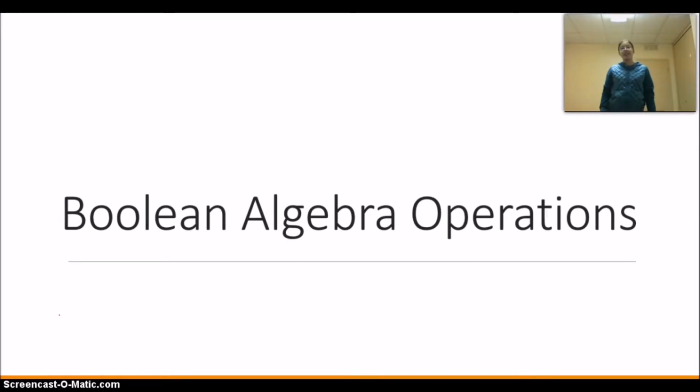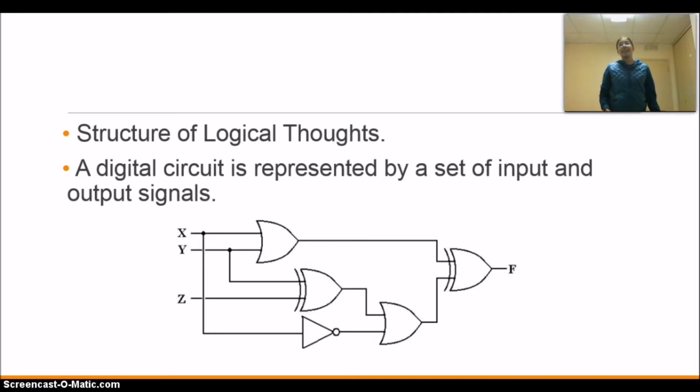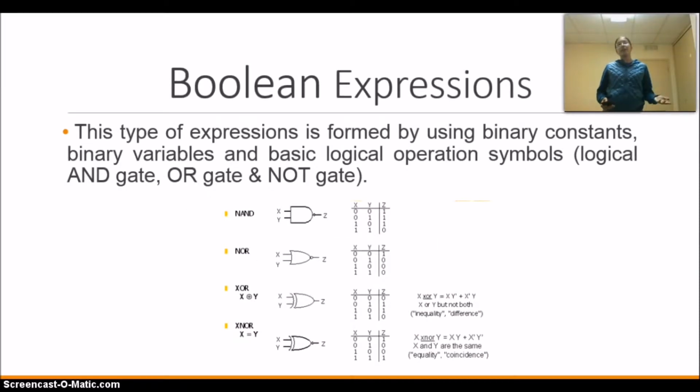Hi, my name is Erika Rosales, and I'm going to explain Boolean algebra operations to you. Boolean algebra is the mathematics of digital systems. It helps us to structure logical thought and represent digital circuits with their inputs and outputs. We have three main types of Boolean expressions that are based on binary constants, binary variables, and basic logical operation symbols.